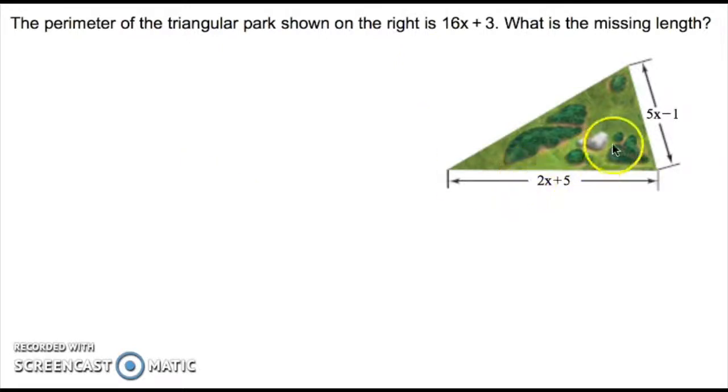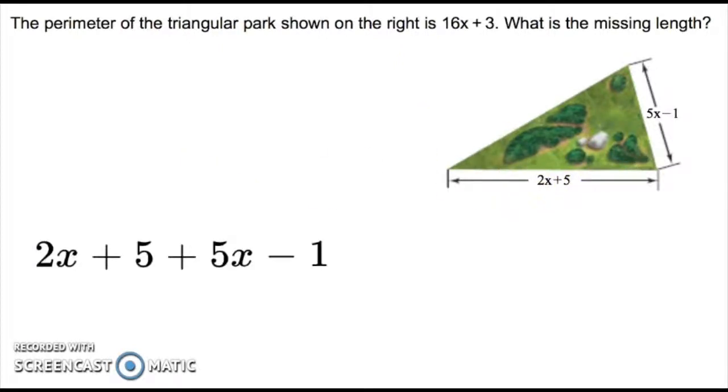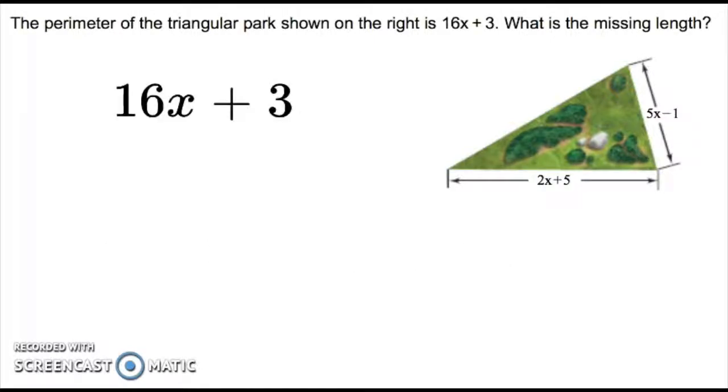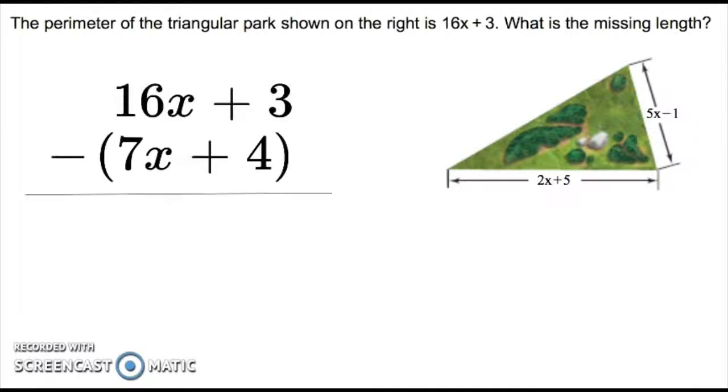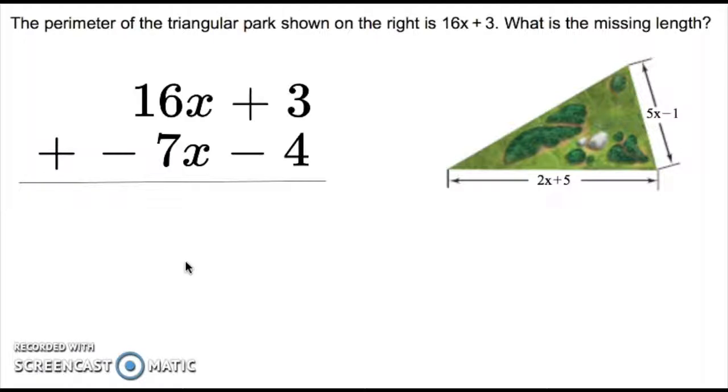So first, adding up the two sides we have 2x plus 5 plus 5x minus 1. We get 7x plus 4. Now we'll subtract 16x plus 3 and 7x plus 4. When we subtract the entire thing, we have to change the signs. So we have negative 7x minus 4. Now 16x minus 7x is 9x. 3 plus negative 4 is negative 1. So that's going to be your answer.